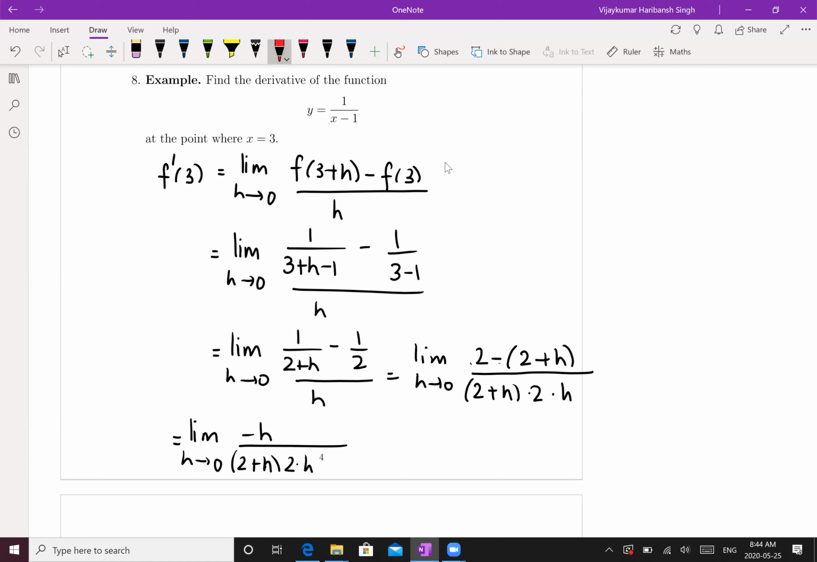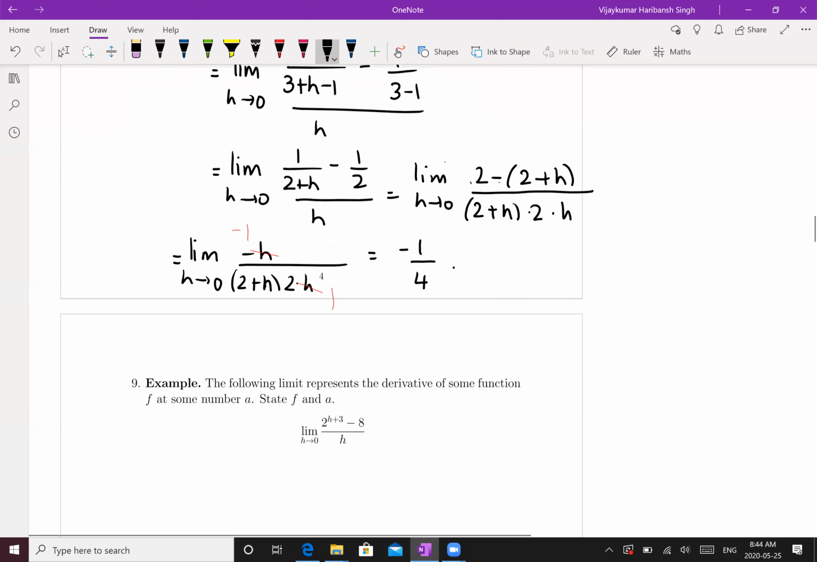Now you can cancel these off, and we get minus 1. And now as h goes to 0, you can see that this is going to be minus 1 over 2 times 2, which is minus 1 over 4. Okay, so minus 1 over 4. So this is the derivative at this point. Note that this is also the slope of the tangent line at that point. Okay, same thing, two different labels.